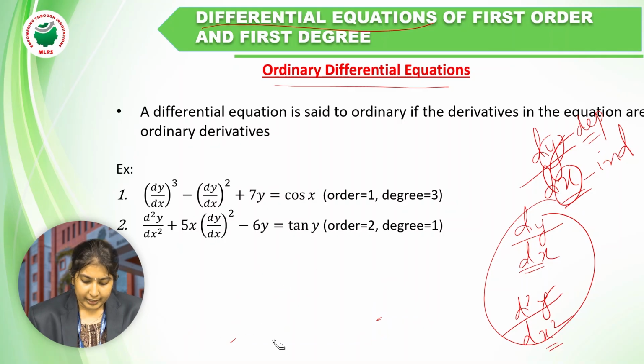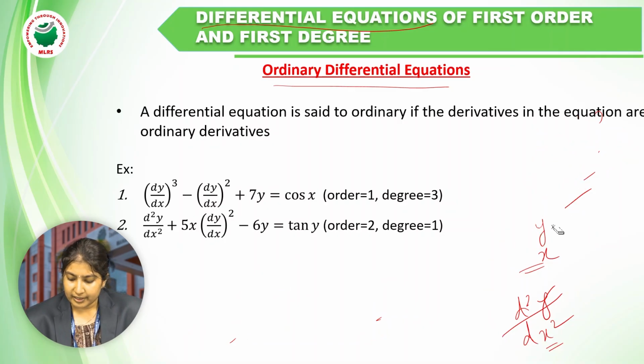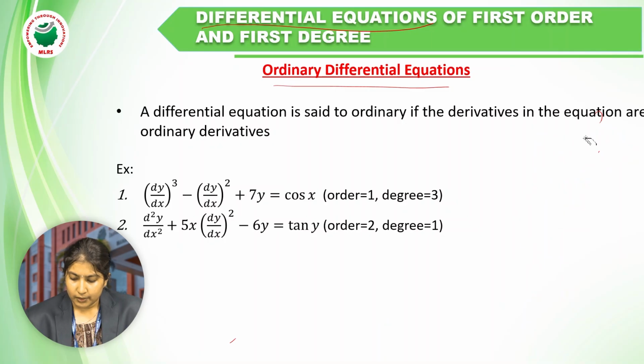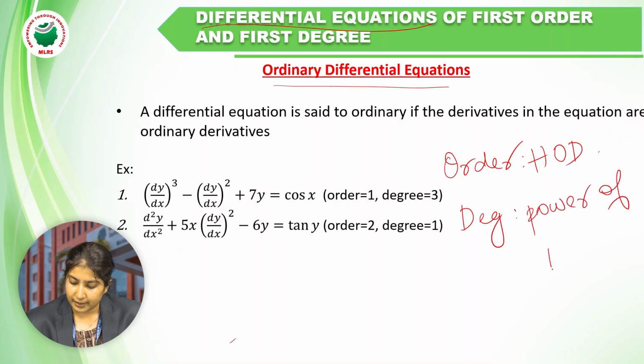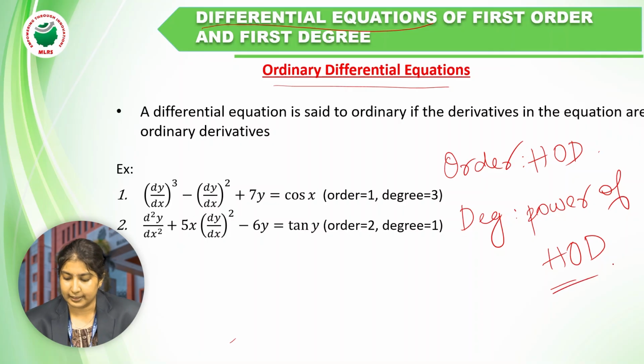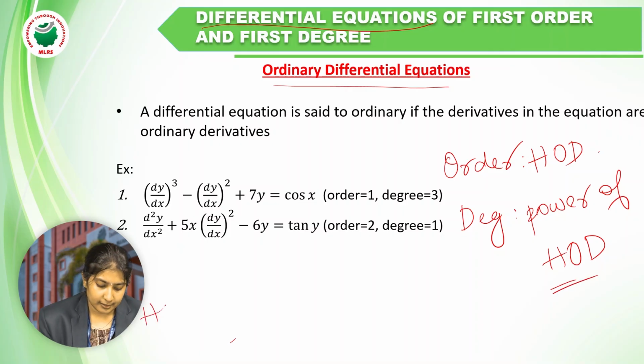So here order and degree are very mandatory to understand the equation. So first we start with what is order and then we will write what is degree. See, order means highest order derivative, HOD, very simple to remember. And degree is nothing but power of HOD. I think these terms you can remember easily. Here HOD in sense highest order derivative.